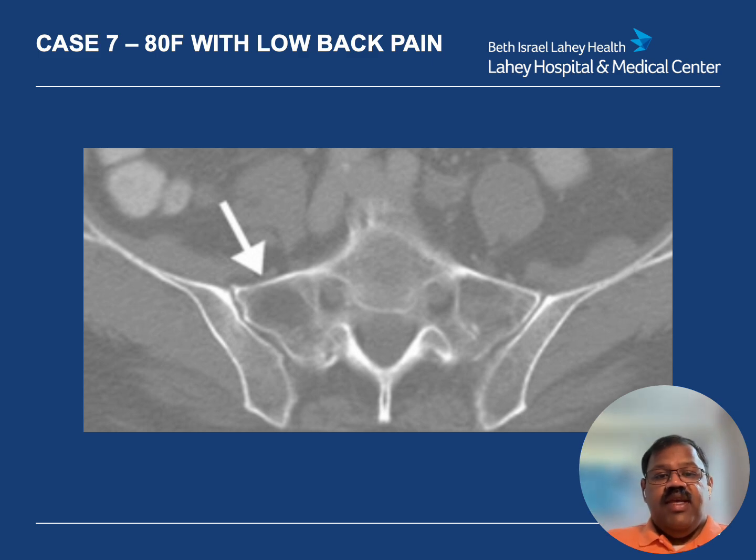So this is another case. This is an 80-year-old female who presented with low back pain, ultimately worked up with a CT scan by her primary care physician, and was found to have this lesion contained in the sacral ala. So benign or malignant?